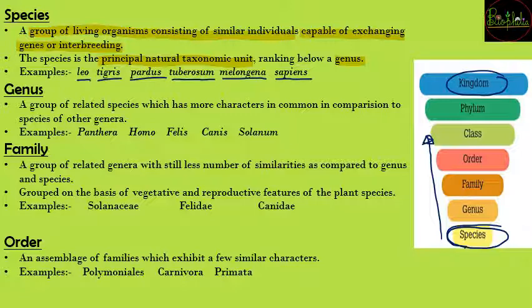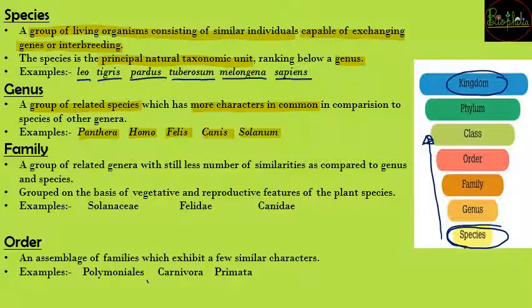Now above species there is the next taxon, that is genus. Whenever related species are grouped together, that is called a genus. So grouping of related species with more characteristics in common forms a genus. Examples can be Panthera, Homo, Felis, Canis, Solanum. All these are examples of genus.